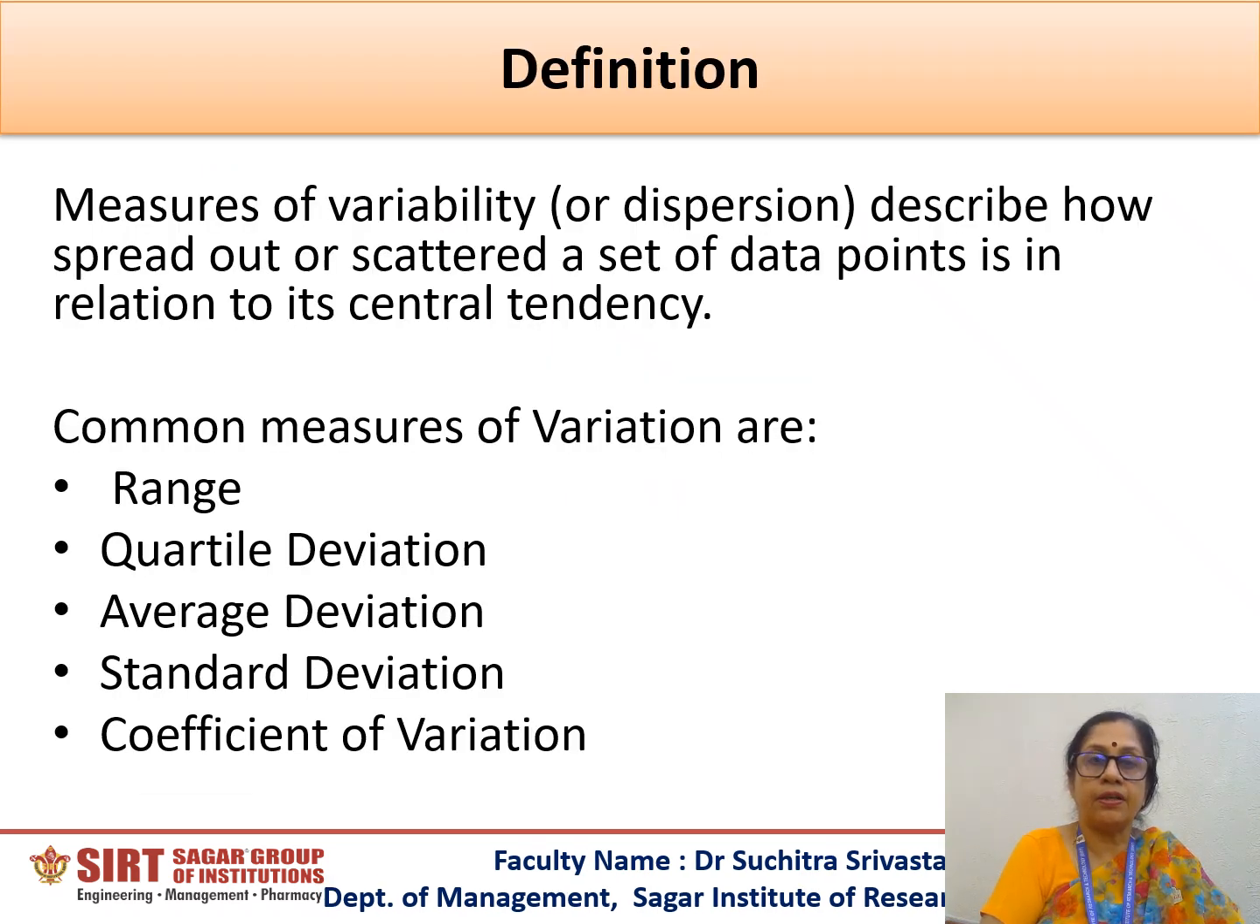Today we will be talking about the measures of variation. Now, a measure of variation or variability or dispersion describes the spread or the scattering of the data points in relation to a measure of its central tendency. Now, the common measures of variation are range, quartile deviation, average deviation, standard deviation, and coefficient of variation.